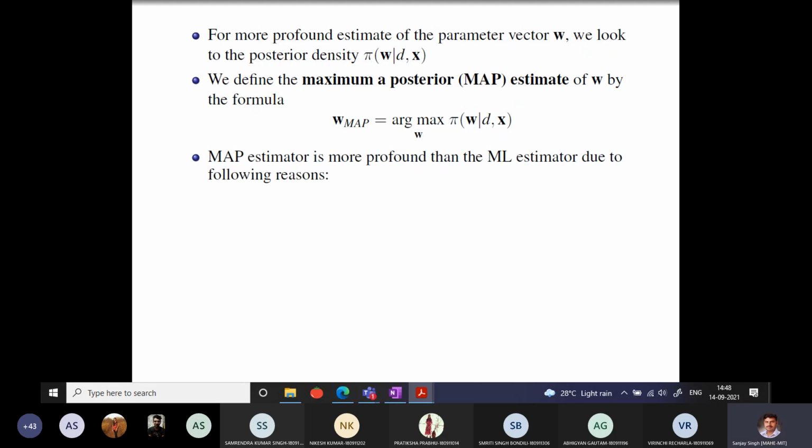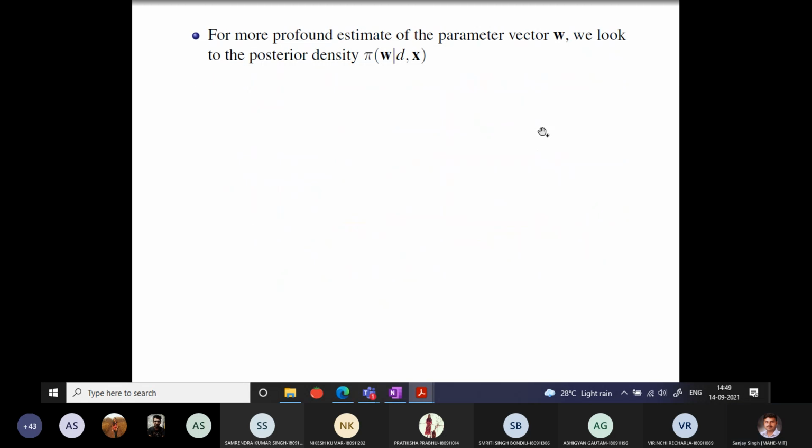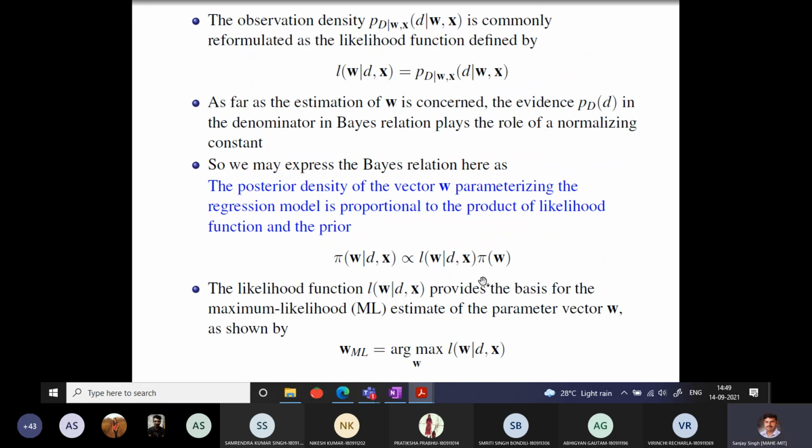So the MAP estimator is more profound than the ML estimate due to the following reasons. First of all, it is a bit illustrative. The Bayesian paradigm for parameter estimation, rooted in the Bayes theorem and exemplified by MAP estimators, exploits all the conceivable information about the parameter W. Means whatever you have written here is equal to this one multiplied by whatever. So W information is already encoded in the likelihood function, but W information is also encoded in the prior information, which is ignored by MLE, but it is not so in case of MAP.